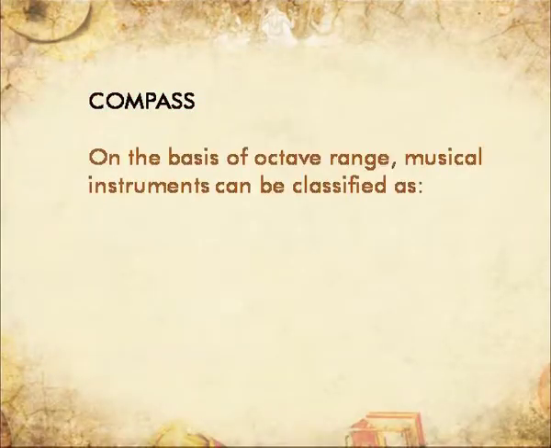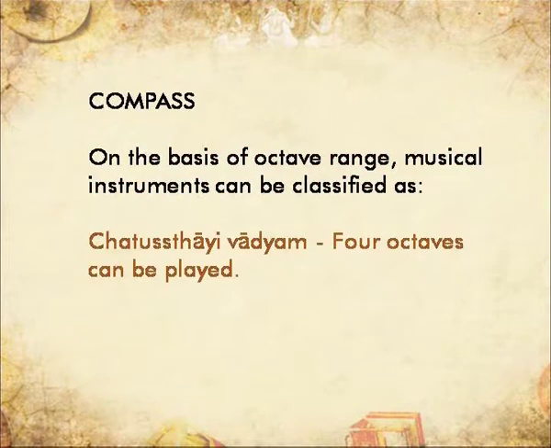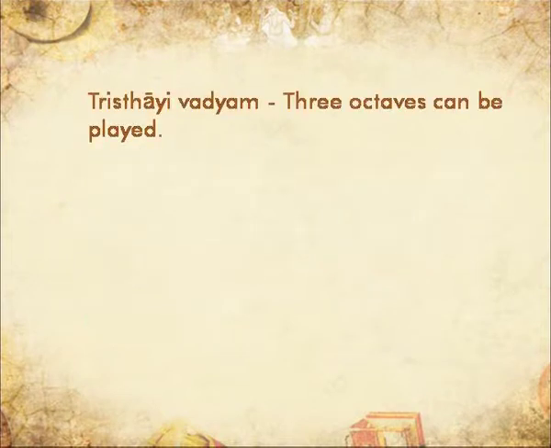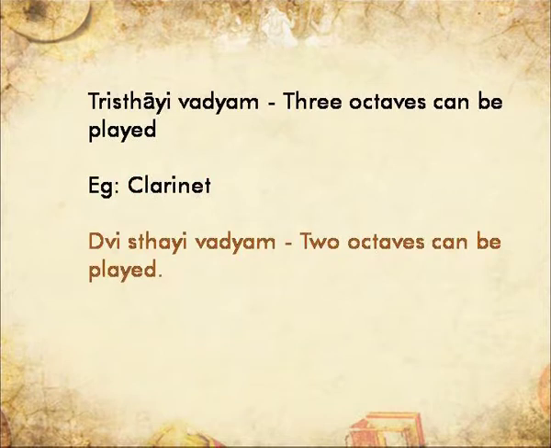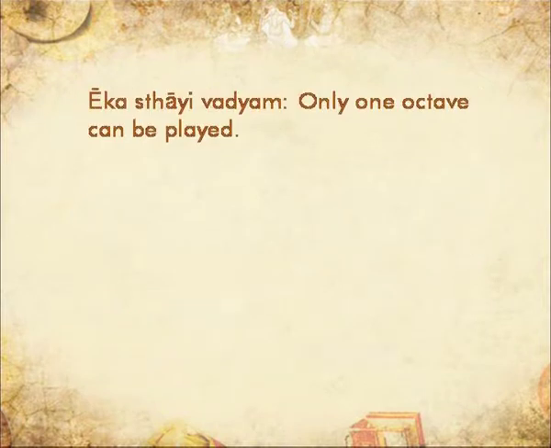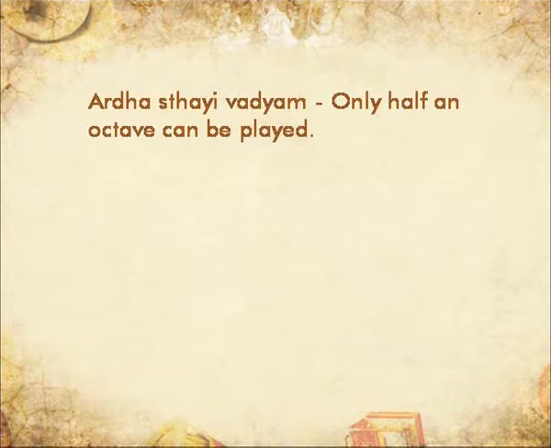Compass. From the point of view of the compass, or the number of octaves that can be played, musical instruments can be classified into Chatusthayi Vadyam, wherein music ranging over four octaves can be played, example violin; Tristhayi Vadyam, wherein music ranging over three octaves can be played, example clarinet; Dvisthayi Vadyam, wherein music ranging over two octaves can be played, example kinnari; Ekasthayi Vadyam, wherein music ranging over one octave can be played, example mukhavina; Ardhasthayi Vadyam, wherein music extending over only half an octave can be played, example magudi.